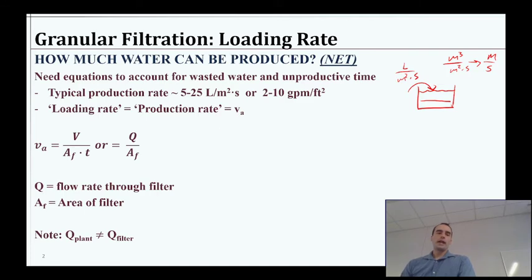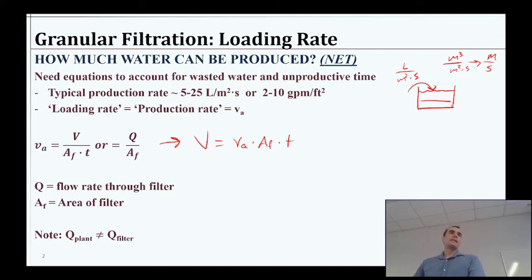So lowercase v_a, we can describe that, just looking at the flux term, as the flow rate per filter area, right? And we can elaborate on that and say, okay, that's the volume of water going through per time divided by the area. And so with this, we can rearrange and solve for the volume, which is something we'll be doing a lot: the volume equals the loading rate times the area of the filter times time.